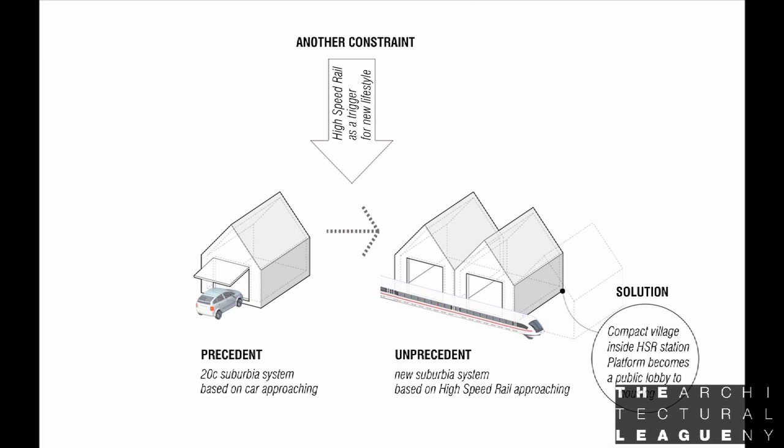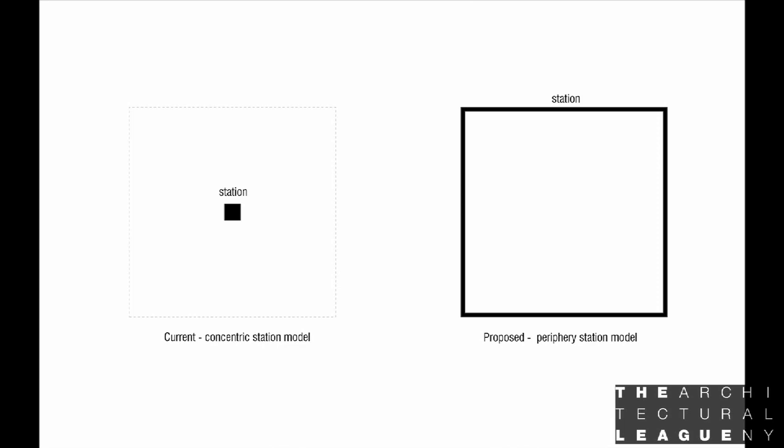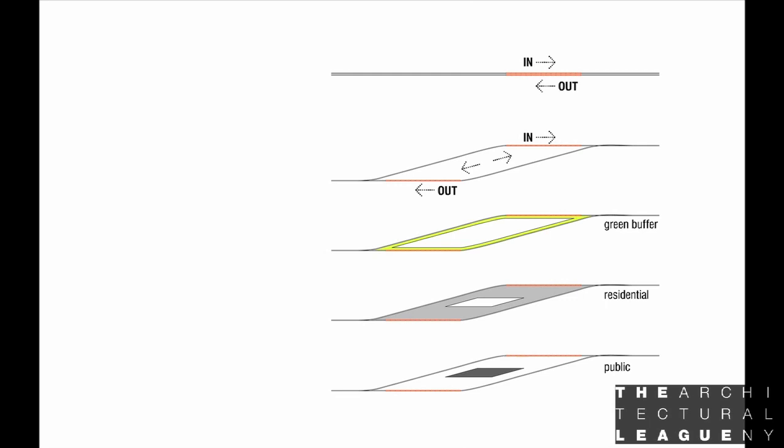So the left side diagram shows the current train station located in the center of the town. In this model, commuters have to transfer from train to their cars or from their cars to trains. The proposed diagram shows the periphery station, which is reachable directly from the house. Two directions of railways are split to make a room inside, and it is surrounded by a green buffer at the perimeter. Residential and public programs are placed in the center of the station.